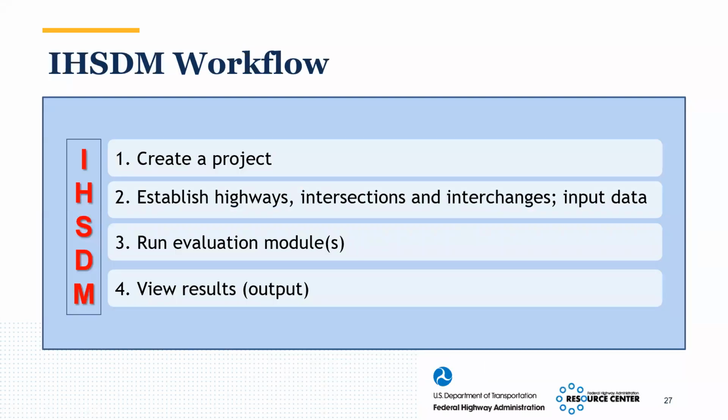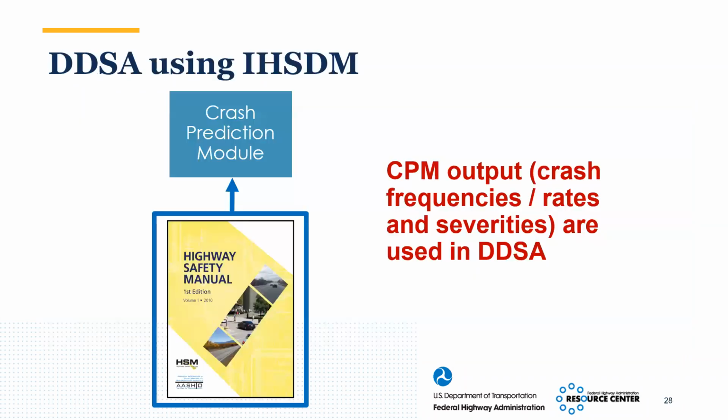Okay, for using IHSDM, the general workflow is always starting with creating a project, and then adding highways or intersections, interchanges, or inputting other data, like historical crash data if available, and then, depending on the selected module, running the evaluation, and then viewing the output results, which in certain cases can also be used in other parts of IHSDM. For example, the crash prediction results can be used for economic analysis.